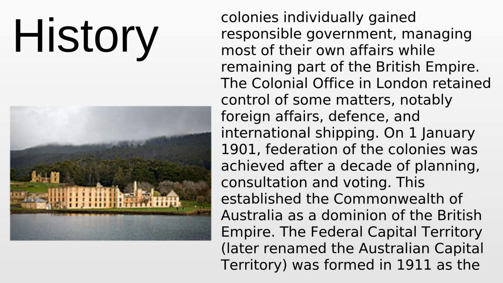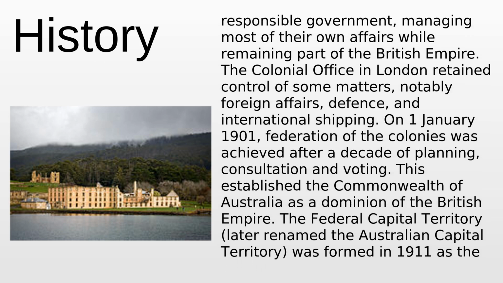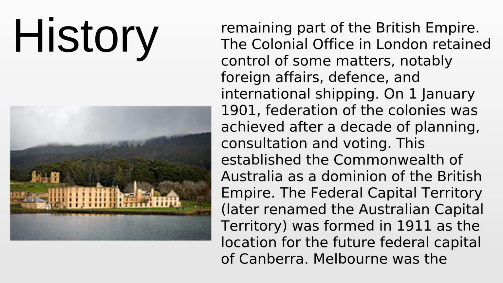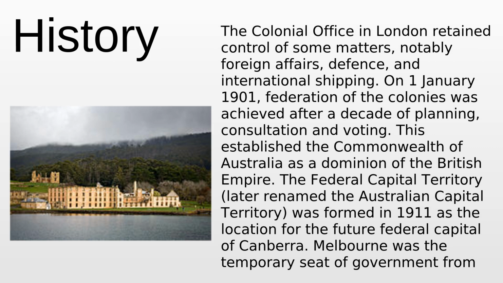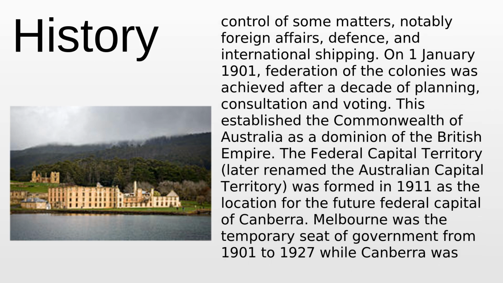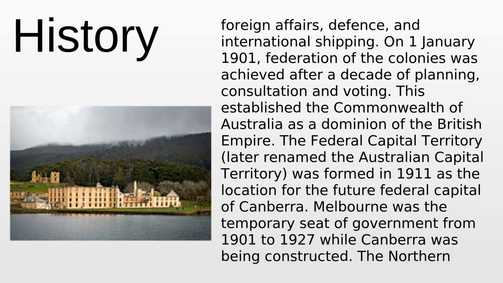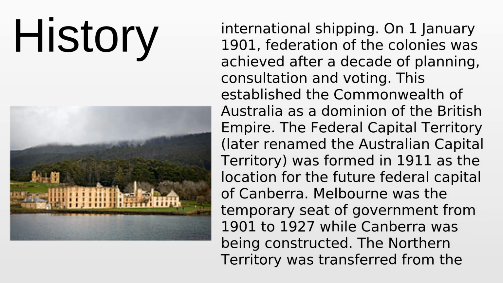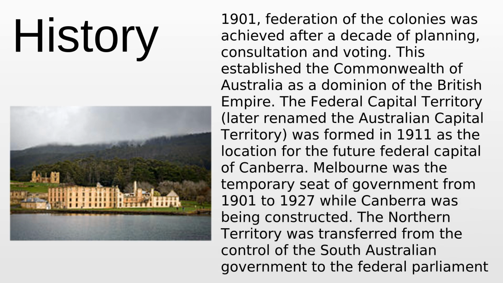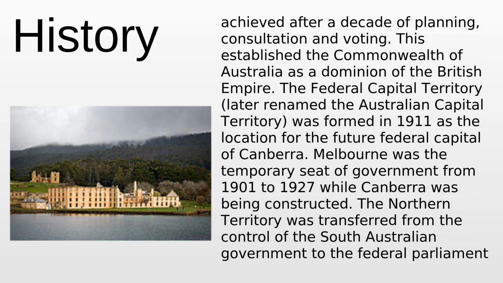of the British Empire. The Colonial Office in London retained control of some matters, notably foreign affairs, defence, and international shipping. On the 1st of January 1901, Federation of the Colonies was achieved after a decade of planning, consultation and voting. This established the Commonwealth of Australia as a dominion of the British Empire.